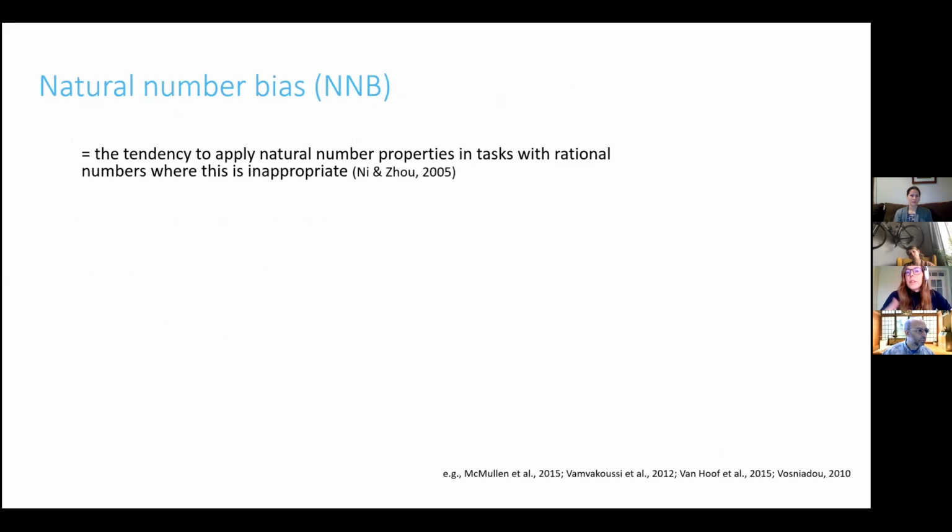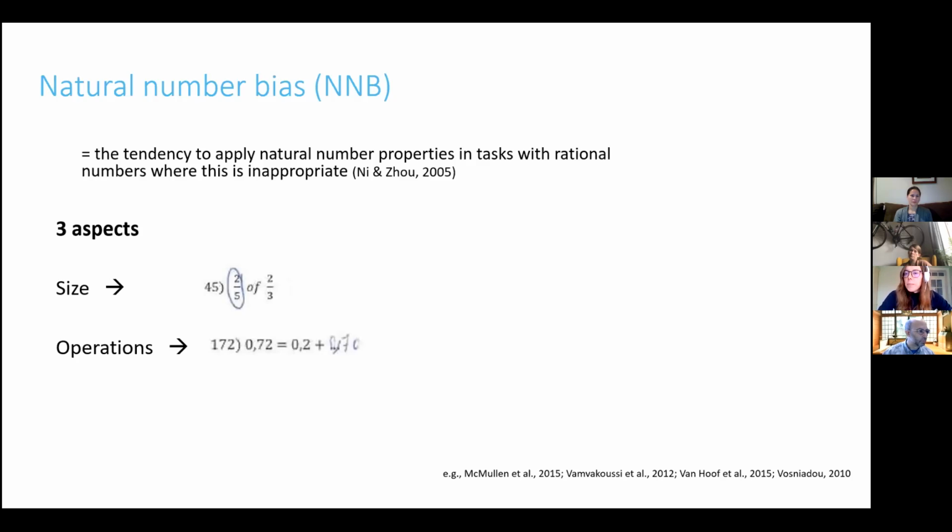And this is actually what is called the natural number bias. So the natural number bias is a tendency to apply natural number properties in tasks with rational numbers where this is inappropriate. And the research domain always or mainly focuses on 3 aspects. One is already discussed by Ilyse. So also here an example that 2/5 is larger than 2/3 because 5 is larger than 3.